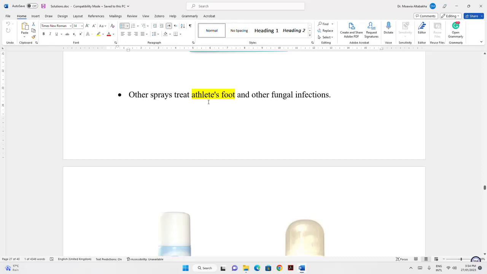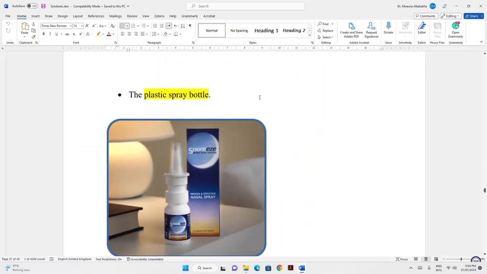Other topical application is in the management and treatment of athlete's foot. Okay, athlete's foot. We are talking here about fungal infection that affects the foot. They call it athlete's foot because athletic individuals usually wear their boots, their shoes, for long duration of time, and this will cause fungal infection. So these sprays will relieve the area from, or will treat, fungal infection.